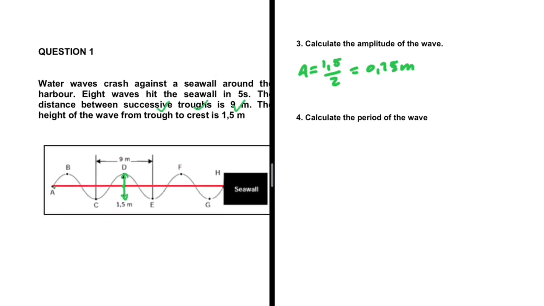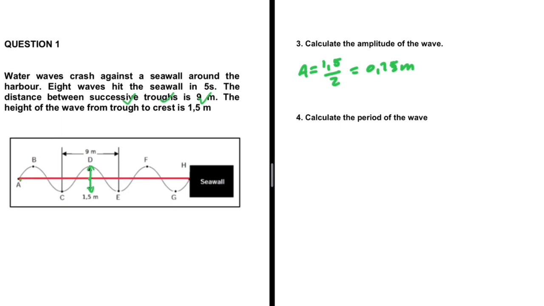It's very rare that in an exam situation, you will be given the amplitude in a straightforward manner, like "the amplitude is 1 meter." It's very rare that you're given a situation like that. Usually, you have to calculate it.